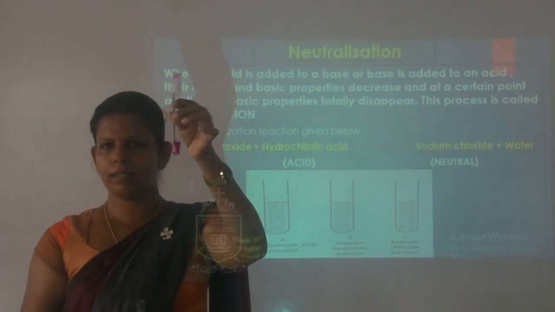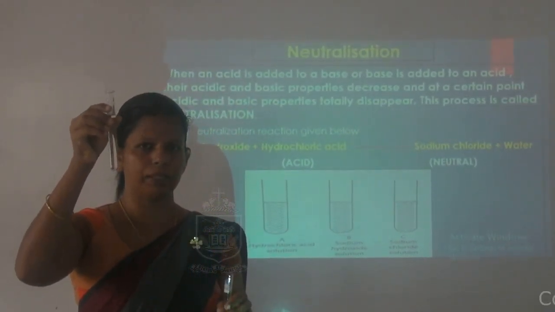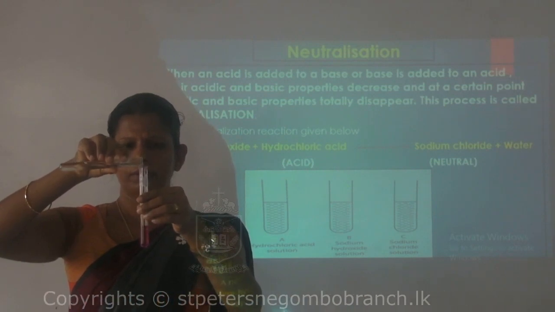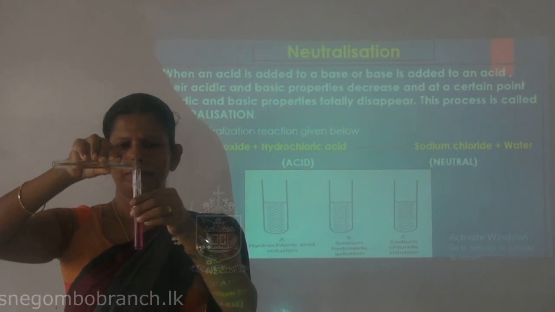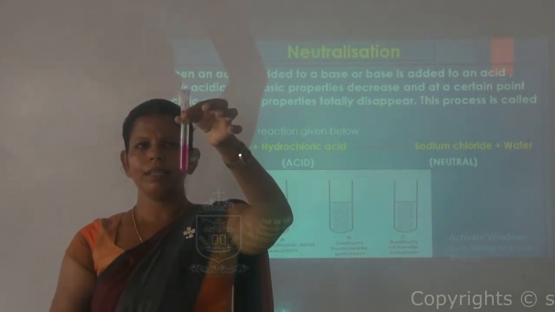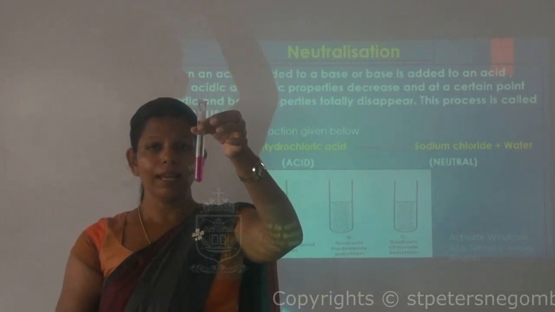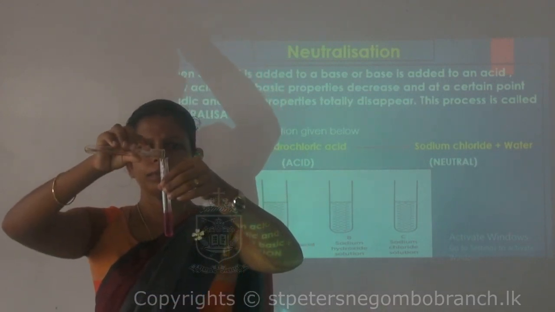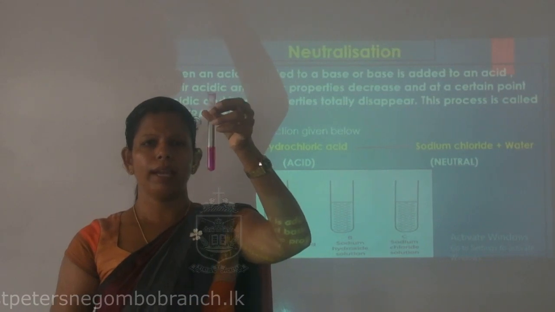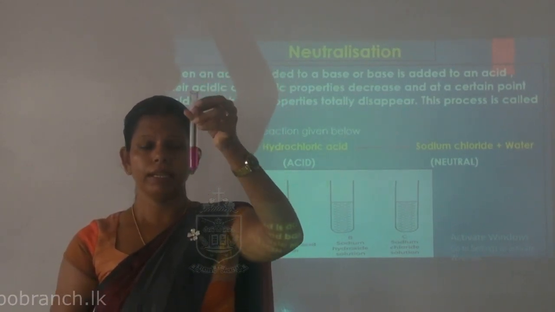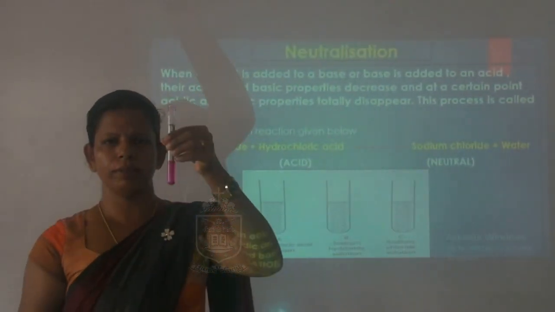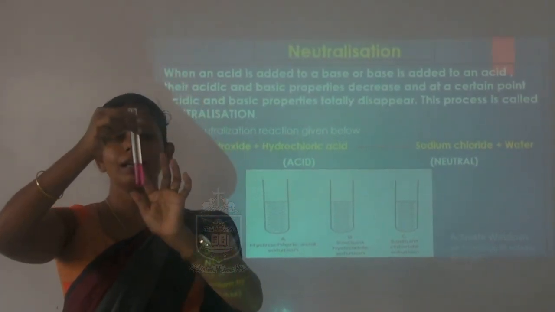Then what will happen? One has the basic property, the other has the acidic property. Now you can see the color has disappeared. The phenolphthalein color has disappeared gradually. Why? Because the color has disappeared in this upper part. You can see gradually it will disappear because there is no acidic or basic property in this mixture. Now it has made sodium chloride and water. If you take a little time, you can see that the color has totally disappeared.